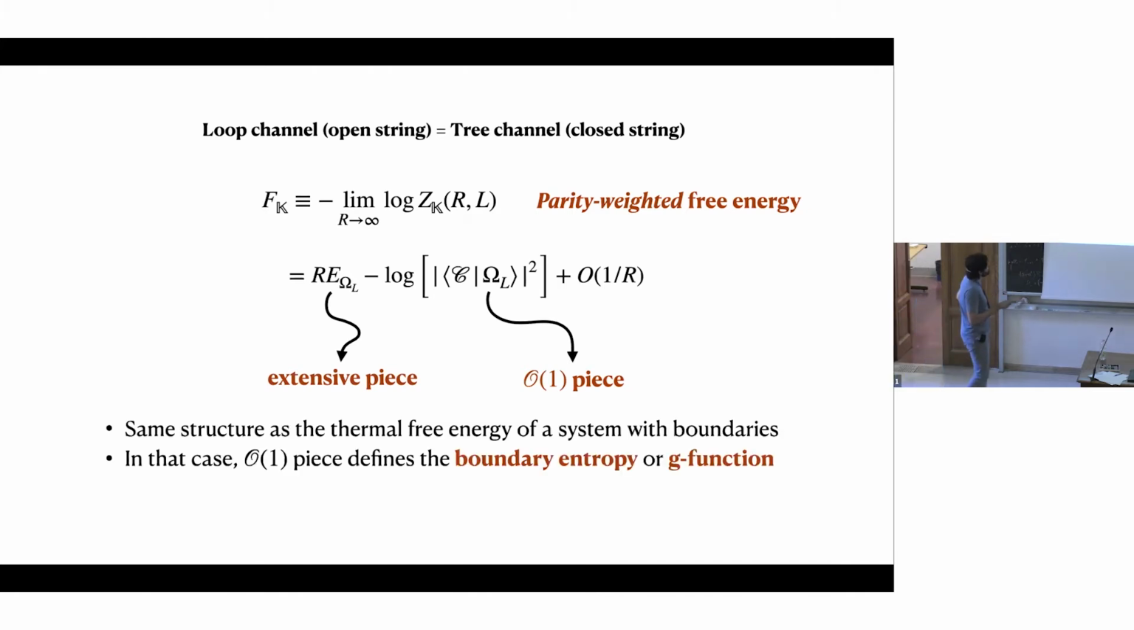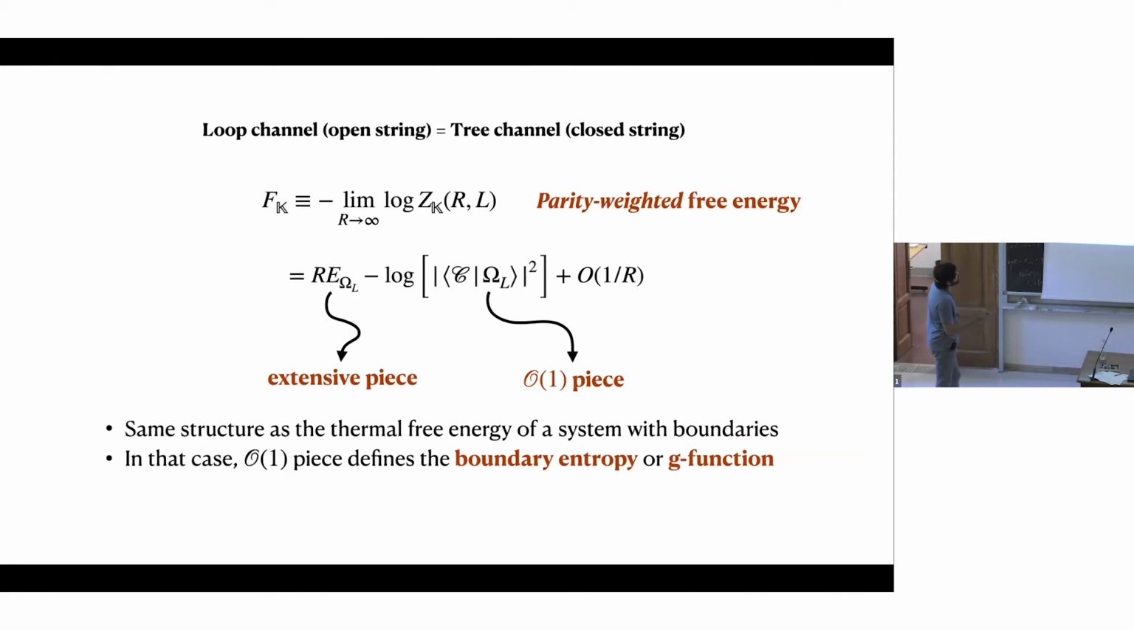Okay, so if you're familiar with the story of a system with boundaries, this is also what happens there. In a system with boundaries, you also have something that scales with the volume of the system. And then you have an order 1 piece, which has to do with the overlap between both states and the boundary states. And this is usually called the G function. Okay, so it's something very well known, very well studied. And this is also associated to the boundary entropy associated to the boundary state.